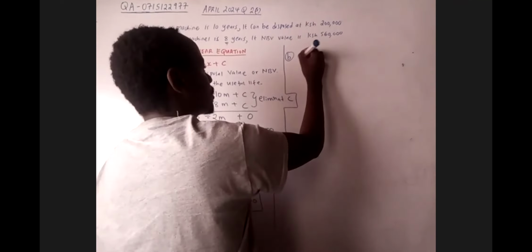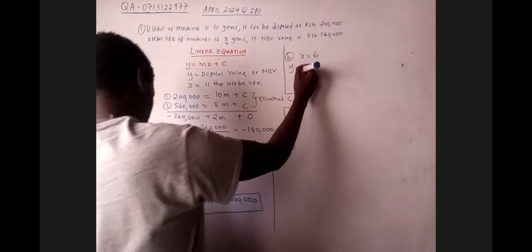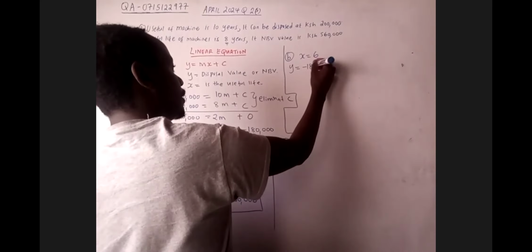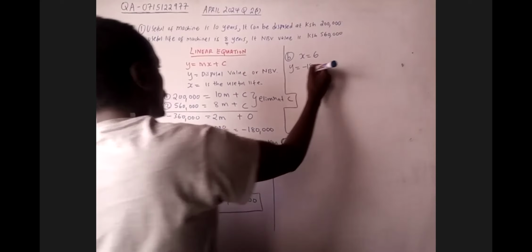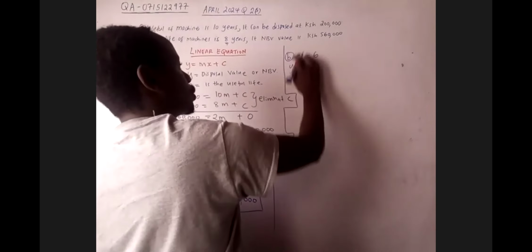Number 2, the value of the machine after 6 years. So we know our equation is y equals minus 180,000 and so on. We have to change it, sorry. We change this one to m, so m is 6. We have to change this one to m, not x.